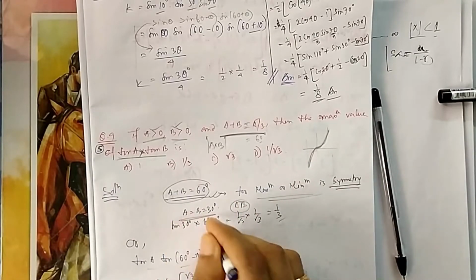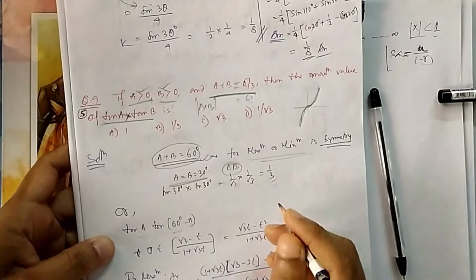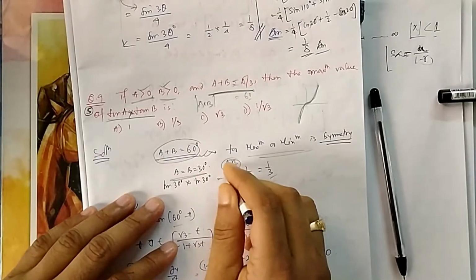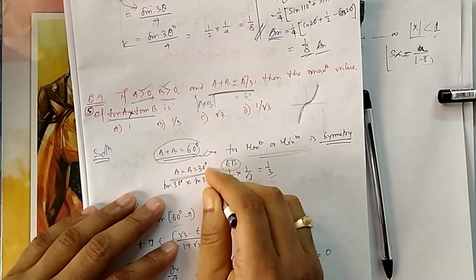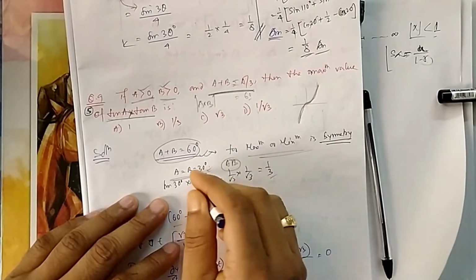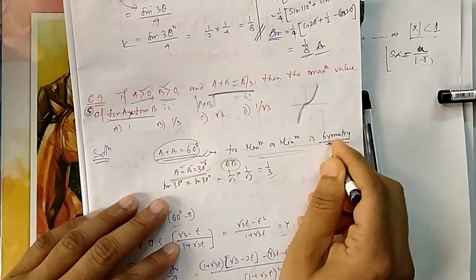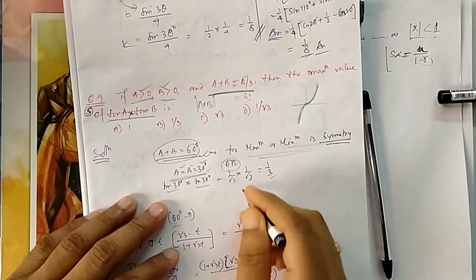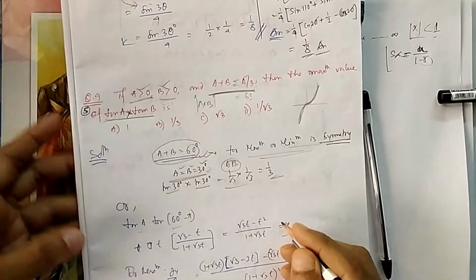That means both should be equal. You will find this case everywhere. So it will be maximum. A into B will be maximum if they are at 30 degrees. So it will be maximum when A is equal to 30, B is equal to 30. This is known from symmetry, so you can apply tan 30 into tan 30, that is 1 by 3.